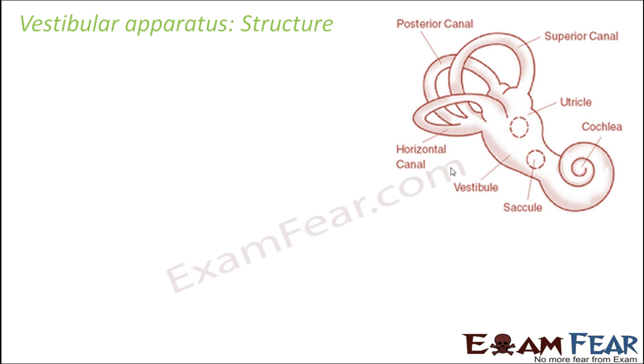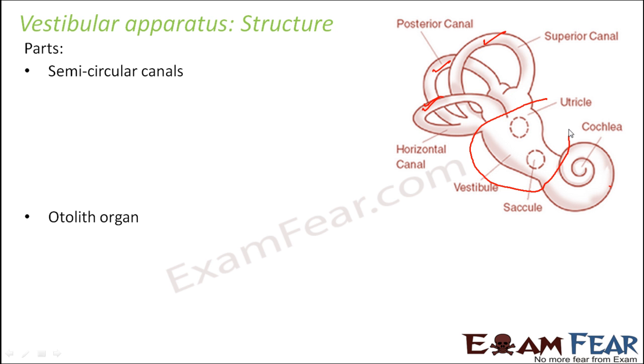Now let us look at the vestibular apparatus. Cochlea was the coiled structure and the remaining part is the vestibular apparatus. The parts of the vestibular apparatus are the semicircular canals and the otolith organ. These are the semicircular canals. Here you can see 1, 2 and 3 canals are visible. They all are the semicircular canals, and the otolith organ is this part. This and this part together form the vestibular apparatus.